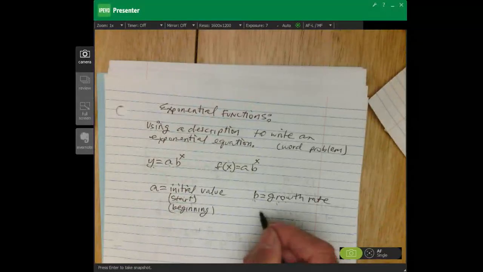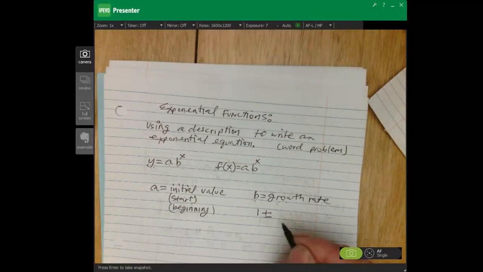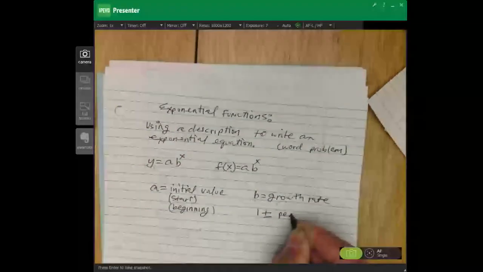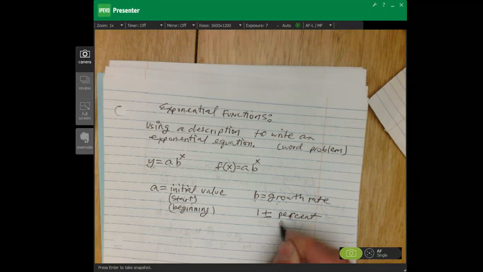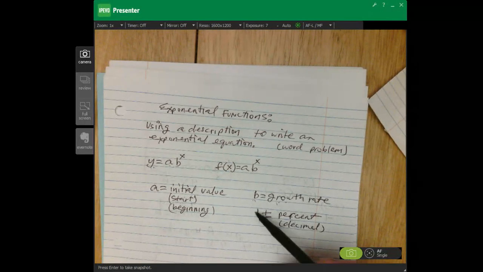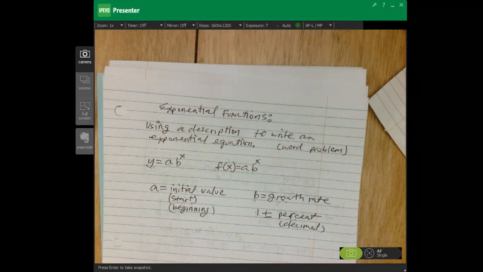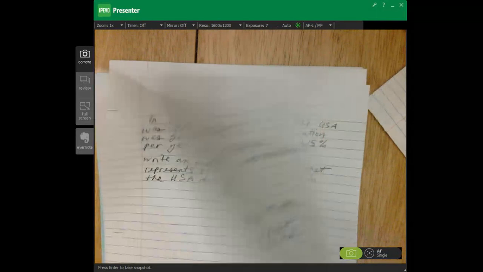So the growth rate in this case will be 1 plus or minus the percent in terms of a decimal. Now, one of the examples that we're going to do today will be slightly different, but this is the basic format. It'll be 1 plus or minus the percent. And like I said, you have to convert it to a decimal first. So I'll give you a couple of examples.